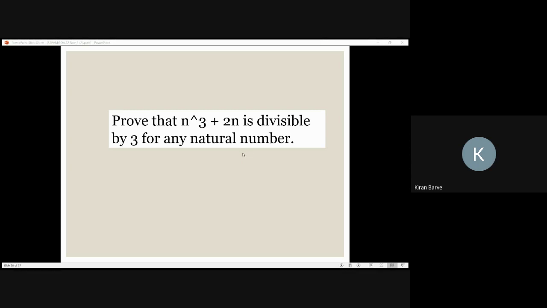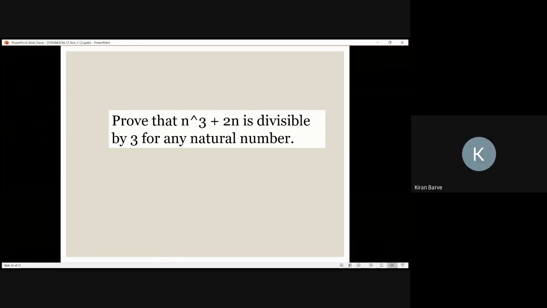You only have to check the remainders. You are saying that when divided by 3, the remainder is 1. So if the remainder of n when divided by 3 is 1, what will be the remainder of n cube? It will be 1. And again, what about 2n? n has remainder 1. So 2 into 1, the remainder is 2.